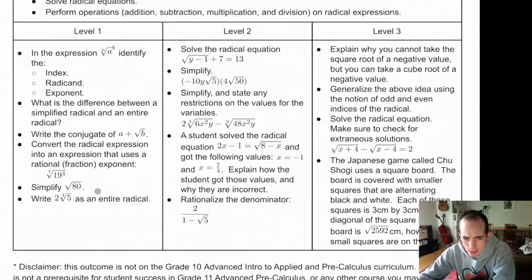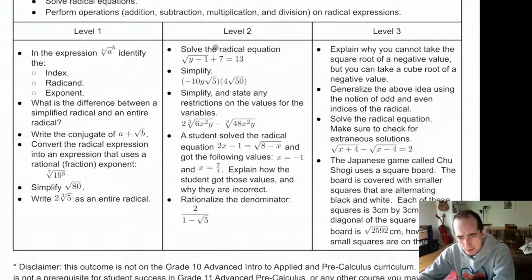Convert this radical expression into one that uses a rational exponent, right? The 7th root of 19 cubed, right? Etc., etc. So these are just basic calculation questions. These ones are a little more challenging.